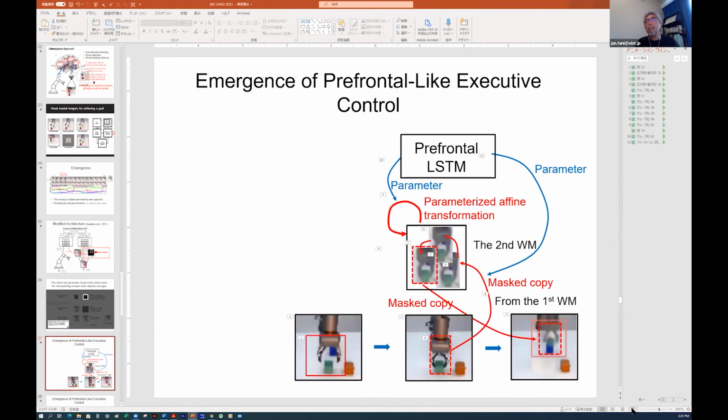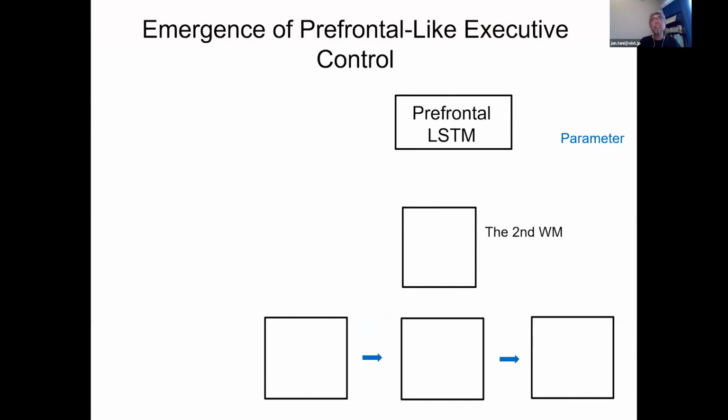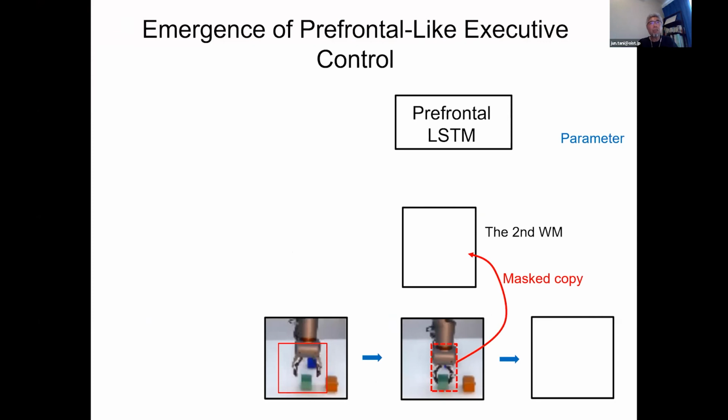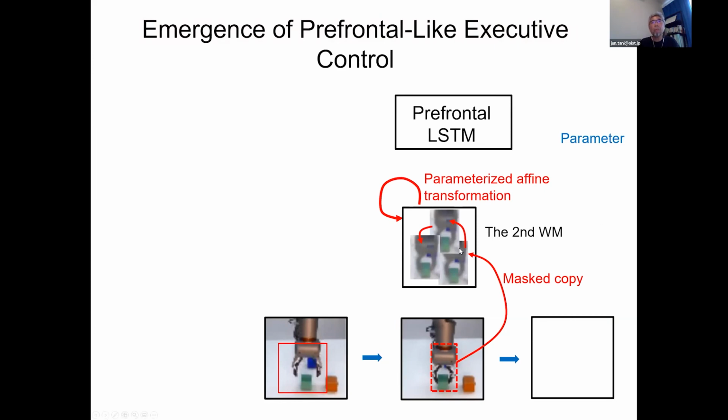So then I'm going to explain what's going on. The first green one is approaching, attending autonomously and grasping it. And then this part is masked and copied to visual working memory two. And then here, this is going to be transformed by the prefrontal control, so the moving object image is generated. Once this one is put on the blue one, the green one is now on it. So this is visual working memory two.